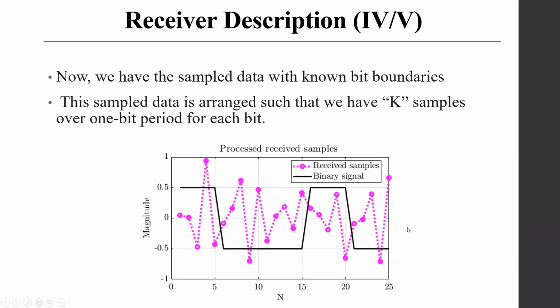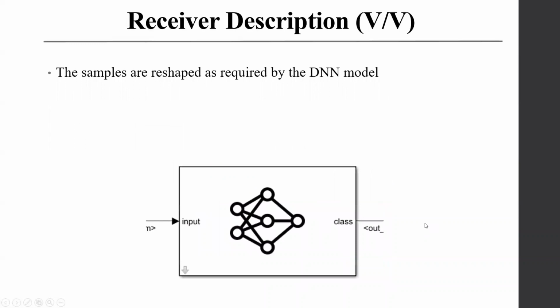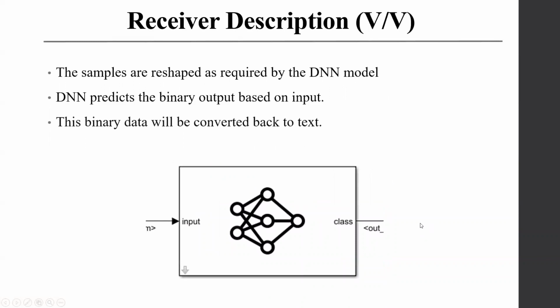Then these samples, which are in the form of a row vector right now, we reshape into a K cross NB matrix form via the reshaping block. The complete packet has been converted into this matrix, and the DNN is able to predict the output for a complete packet at once. This is our DNN inside Simulink, which is fitted with the trained neural network and provides the binary output, which is converted back to the original text that was transmitted.